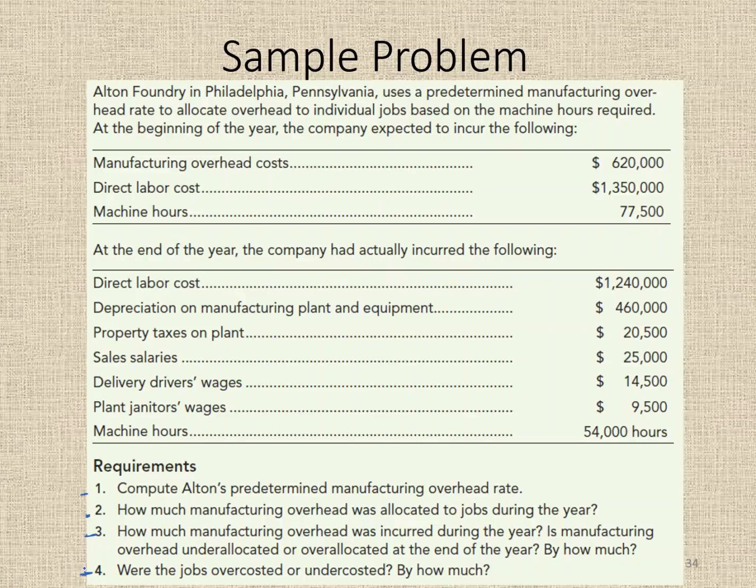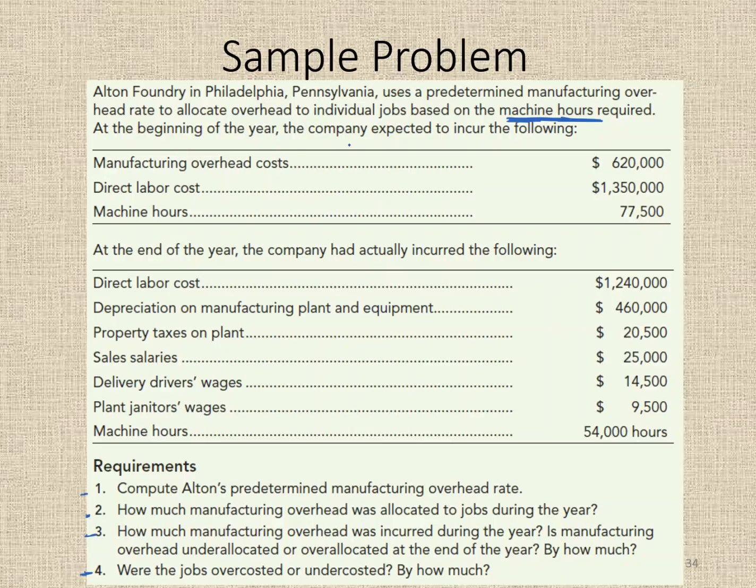So it says here, Alton Foundry in Philadelphia, Pennsylvania uses a predetermined manufacturing overhead rate to allocate overhead to individual jobs based on machine hours required. Now this is important because we need to know what base it is that they're using. It's typically machine hours or direct labor hours. In this case, it's machine hours.